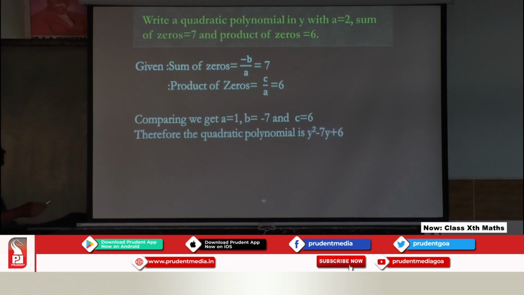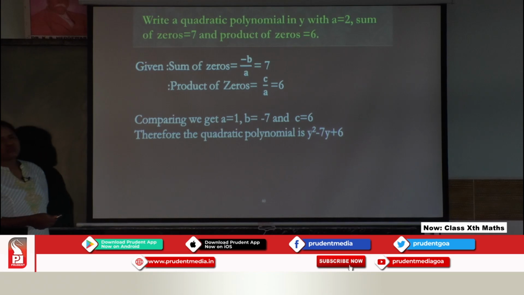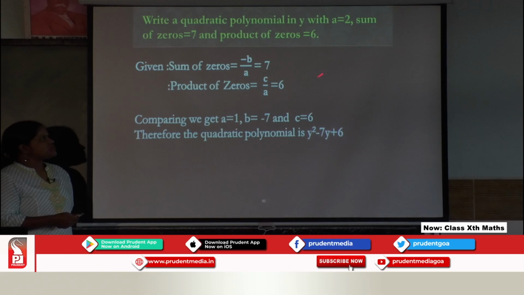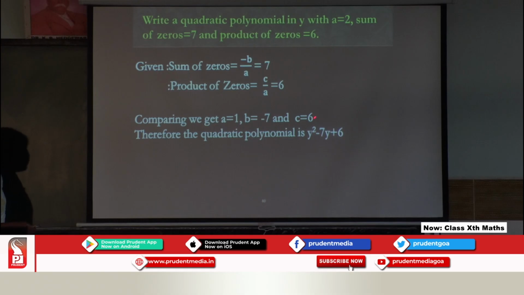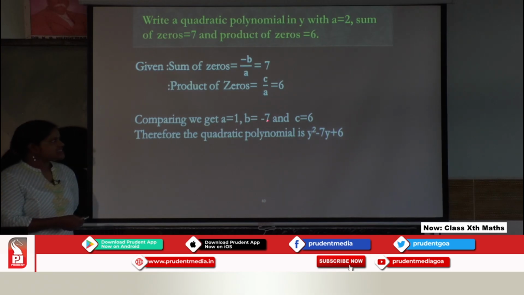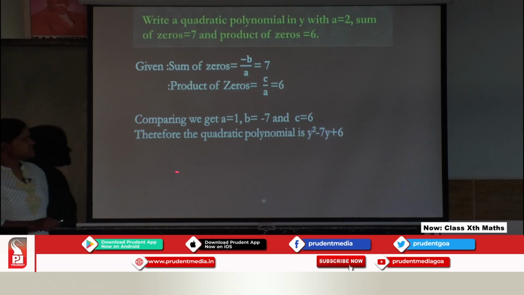If we compare this, this 7 means the denominator is 1 and here 6 also has denominator 1. So if you compare, I will get a as 1 because it is upon 1, here also upon 1. In both places a is the same. So a is 1, negative b is 7. So what will be b? b will be negative 7. Okay? So b I got as negative 7 and c will be 6. So I have a, b, c: a is 1, b is negative 7, c is 6.